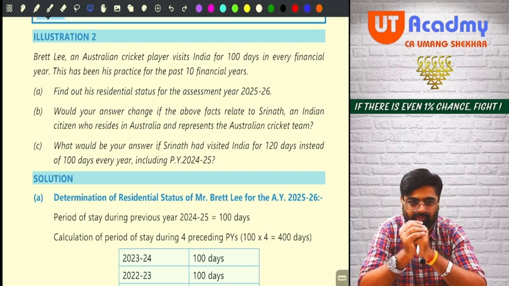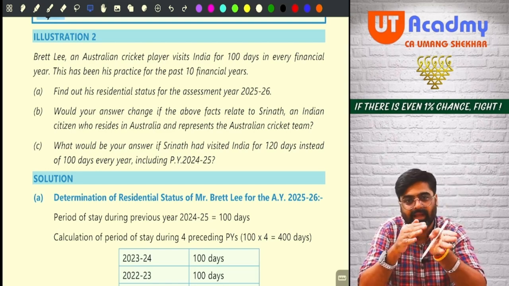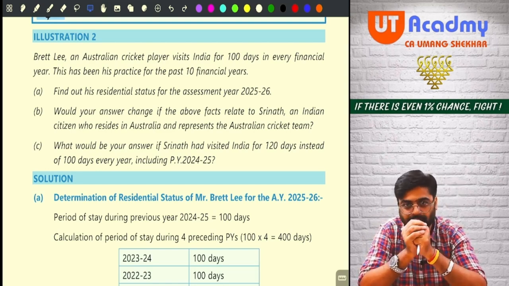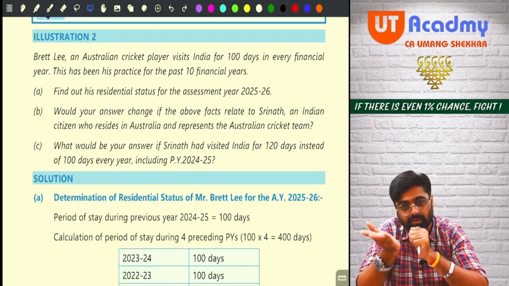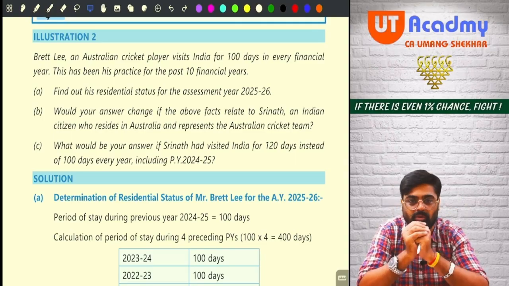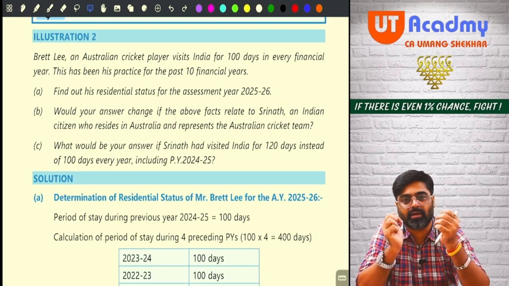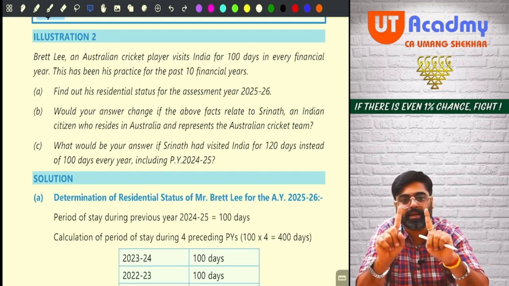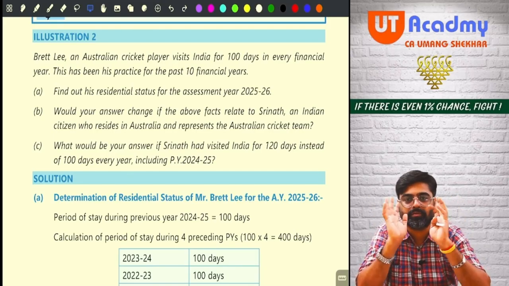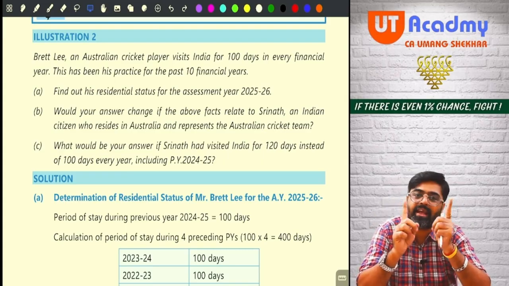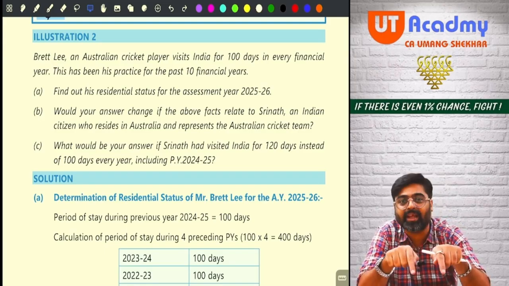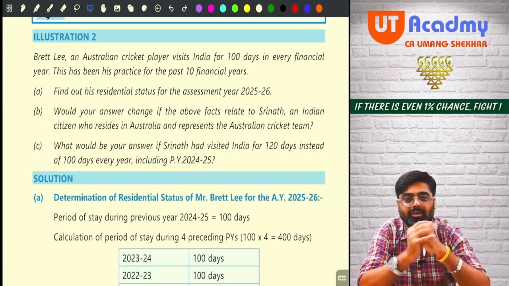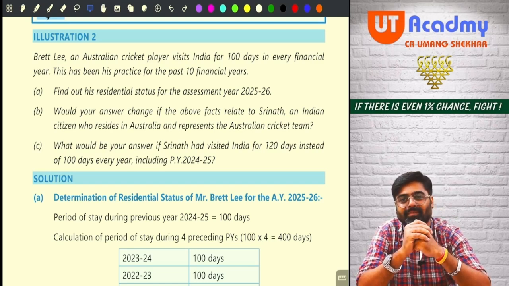And in normal case, we check basic condition A as well as basic condition B, both. Right, no? So tell me, basic condition A says that your stay in India should be 182 days or more. For Brett Lee, his stay is only 100 days. Basic condition A, satisfied or not? Not satisfied, sir. Now, will we check basic condition B? Yes. Normal basic condition? Yes. His stay in India should be 60 days or more, sir. 100 days is more than 60 only, sir.